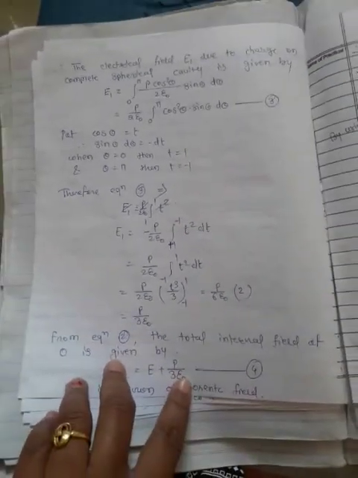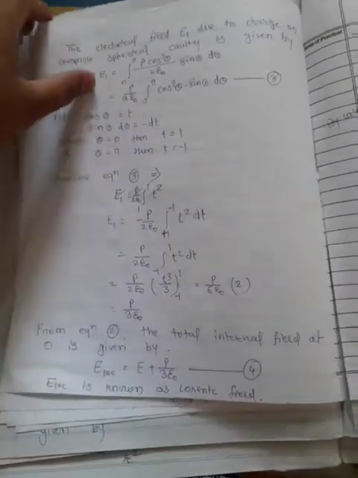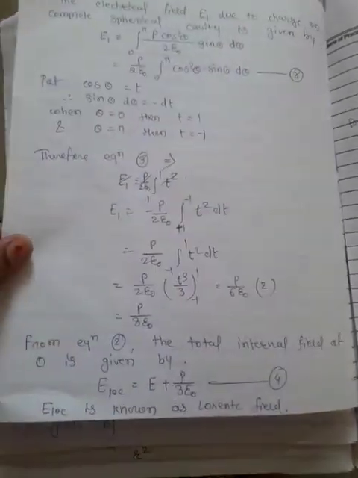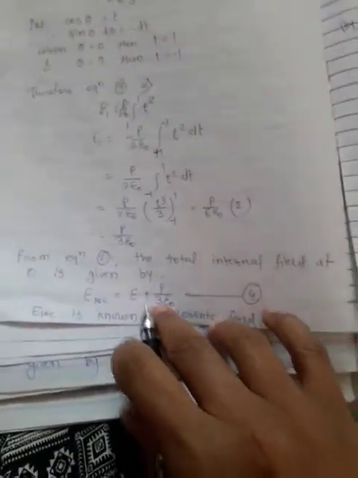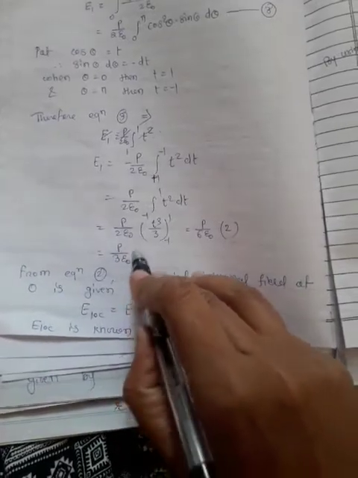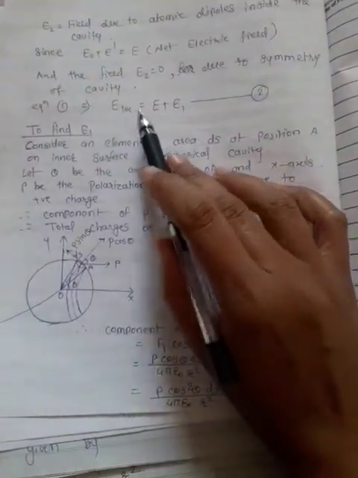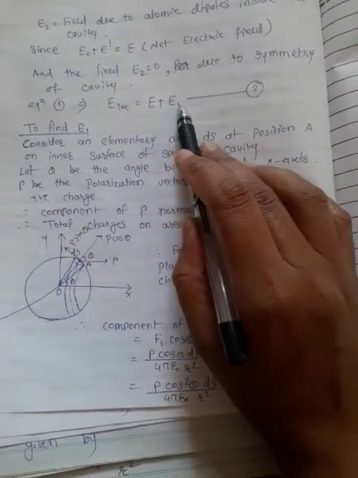From equation 1 and equation 2, we know that the total internal field E is P upon 3 epsilon naught. Then this E1 is P upon 3 epsilon naught. Then we substitute this value in equation 2. Here we get E local equal to E plus P upon 3 epsilon naught, this equation.